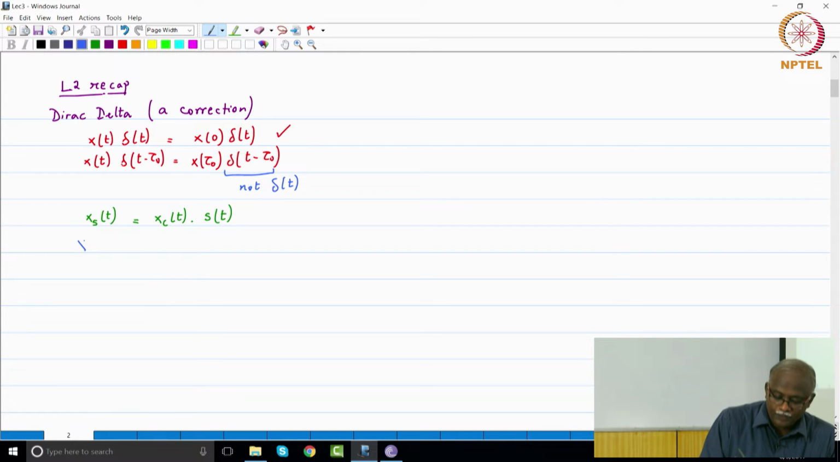In the frequency domain, Xs of j omega. Notice that I have not yet moved over to the discrete time, so it is still the continuous time Fourier transform. This would be equal to, since multiplication in time produces convolution in frequency, 1 over 2 pi Xc of j omega convolved with S of j omega. This asterisk is the convolution symbol.